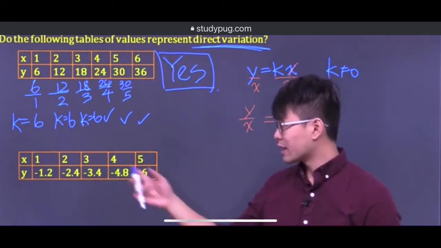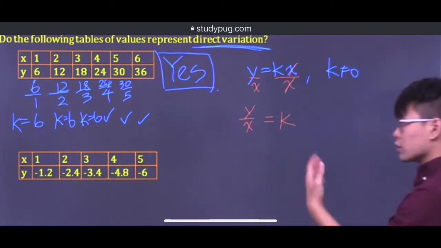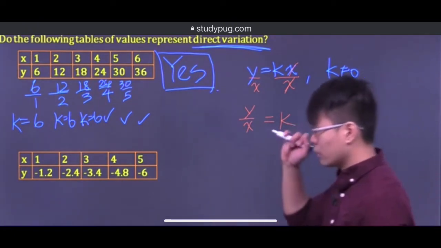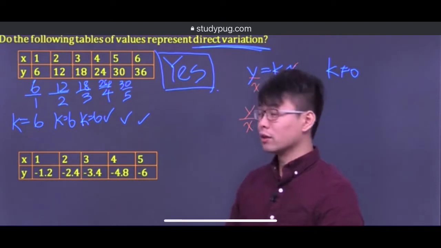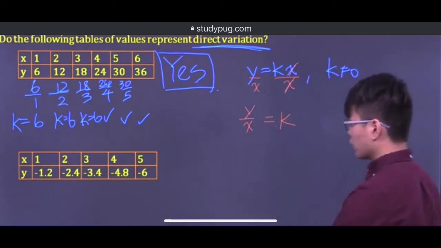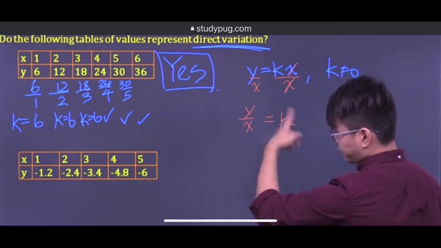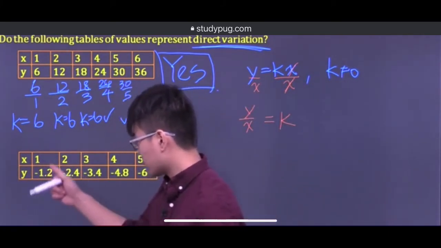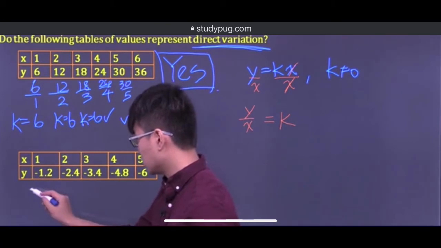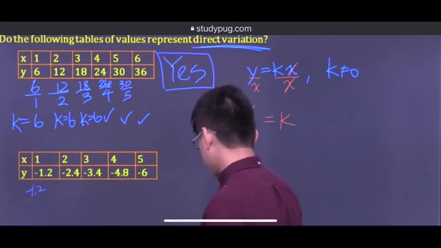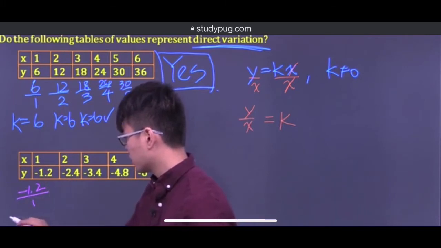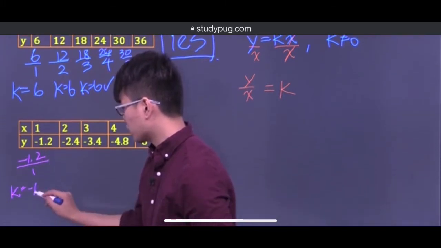Okay, moving on to our next table here, we're going to use the exact same method to determine whether this table represents a direct variation or not. Right, so having a y value divided by our x value, we'll get negative 1.2. Let me change the color actually. So negative 1.2 divided by positive 1. Our k value here would be negative 1.2.